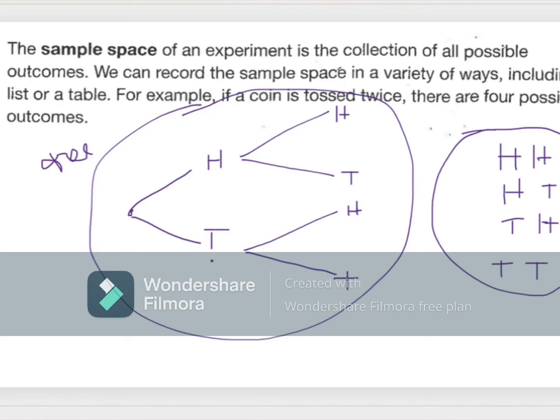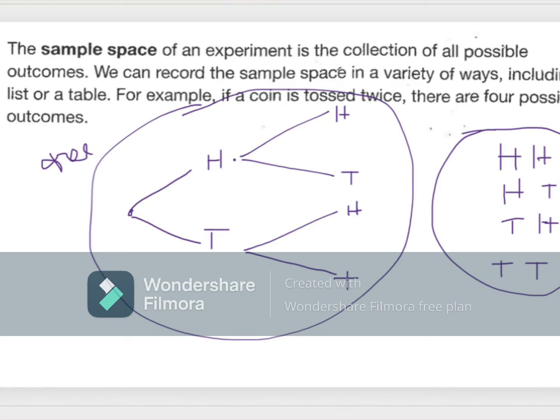But then from there, we move into the second toss, which could be head or tail. And then the second toss for the coin that was originally a tail would be head and tail. So this covers every eventuality. And notice that we have 4 outcomes.